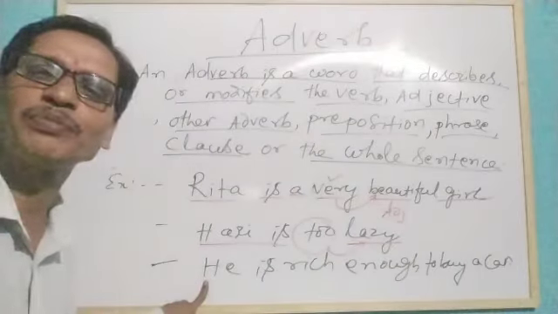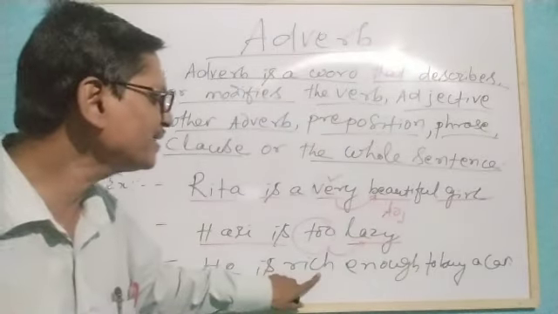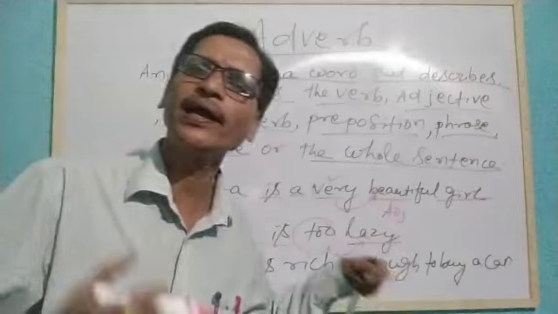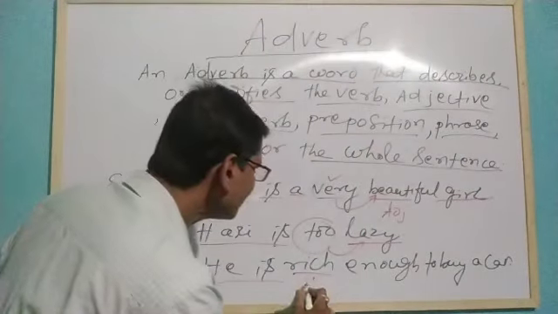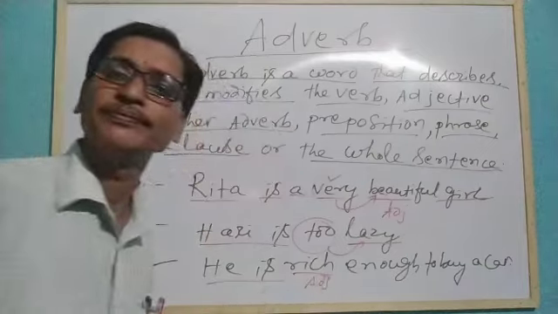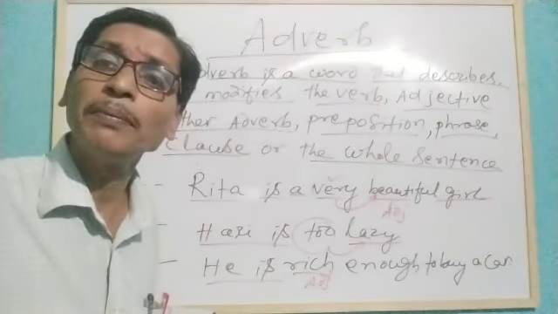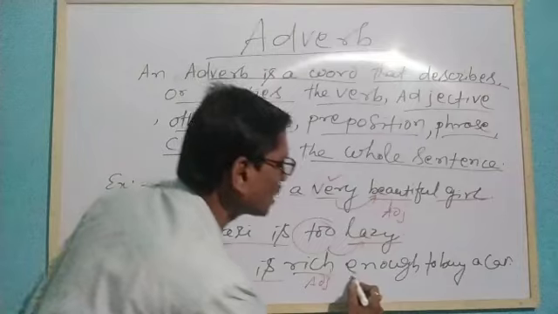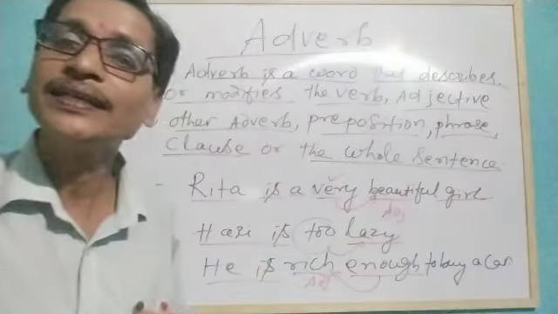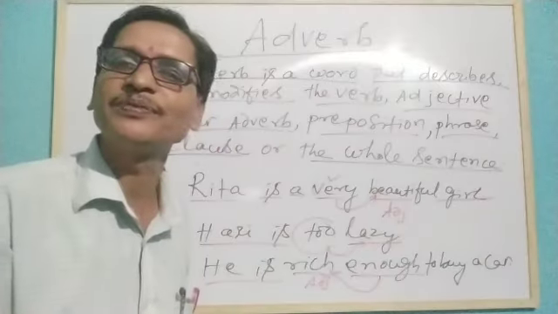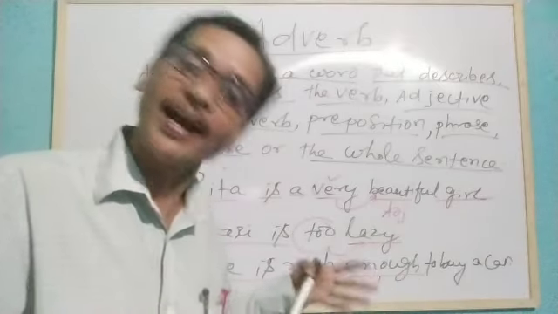Similarly, here is another example. He is rich enough to buy a car. He is rich. Here rich is an adjective. But how rich is he? He is rich enough. So this enough here is modifying the meaning of this adjective and functioning as an adverb.